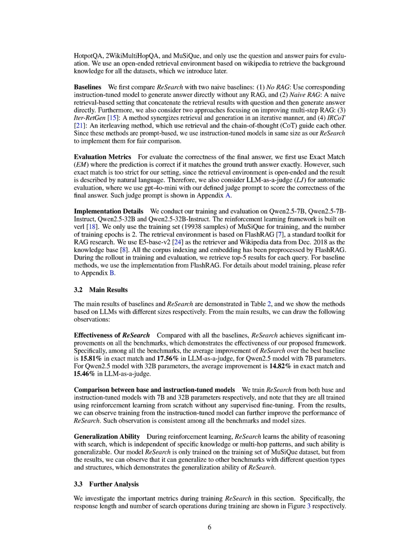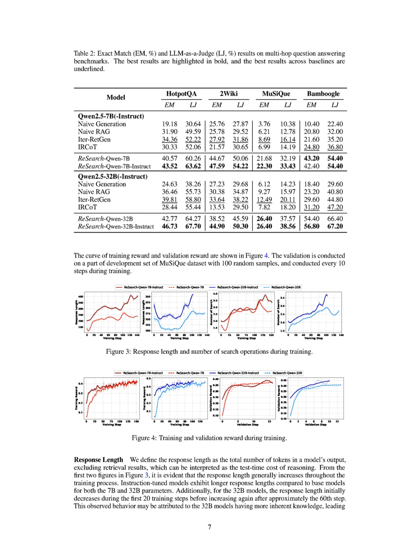To assess the performance of ReSearch, 2 primary metrics were applied: exact match, EM, which requires the predicted answer to match the ground truth exactly, and LLM as a judge, LJ, where a separate model scores the correctness of the final answer. The results demonstrated that ReSearch achieved significant improvements over baseline methods, with an average increase of 15.81% in EM and 17.56% in LJ for the Qwen2.5 model with 7B parameters. This validation highlights the effectiveness and generalizability of the ReSearch framework across diverse datasets.